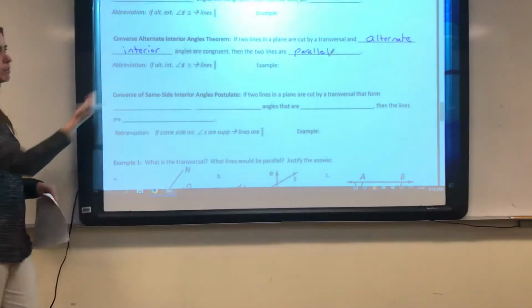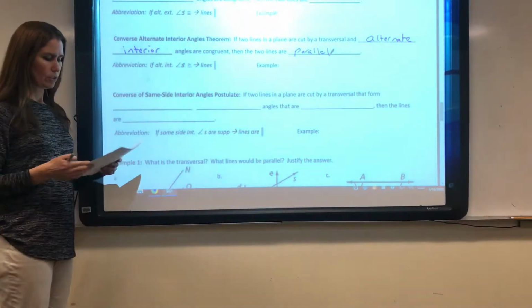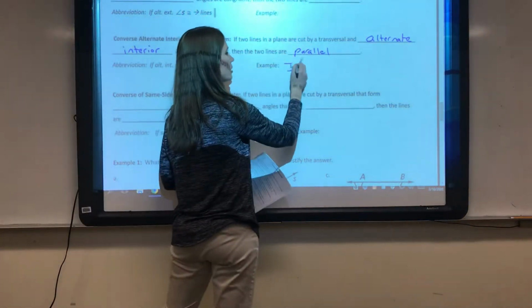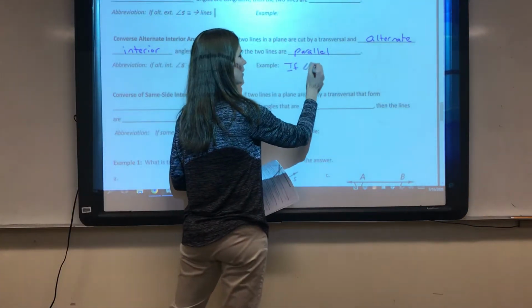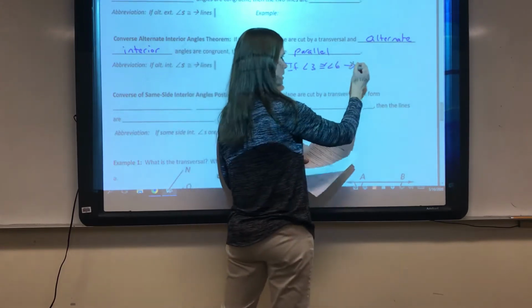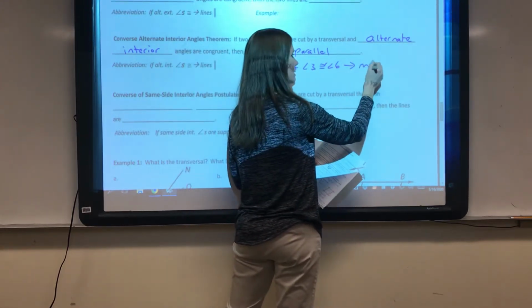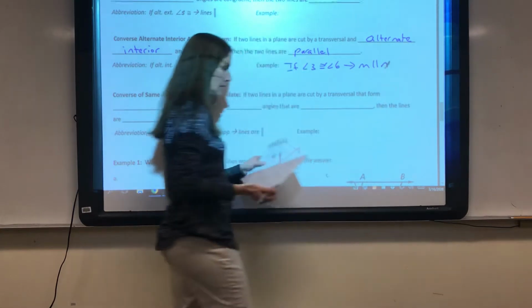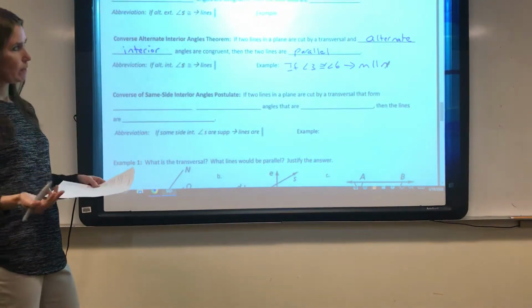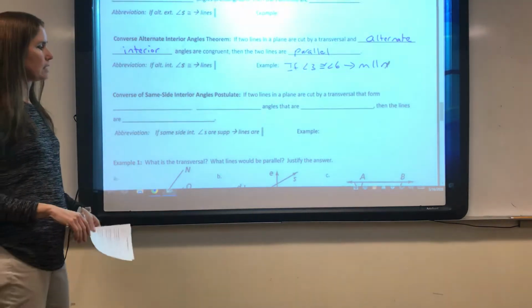Okay, again, here's the abbreviation for that. And again, if you look at your picture, you can see 3 and 6 are a pair of alternate interior angles. So an example I can put is if angle 3 is congruent to angle 6, then M must be parallel to N. Okay, again, you could list the other alternate interior angles, which are 4 and 5 as well. I'm just putting one example for now.